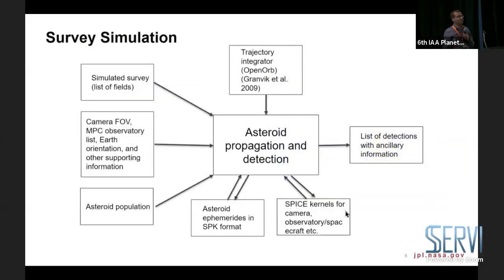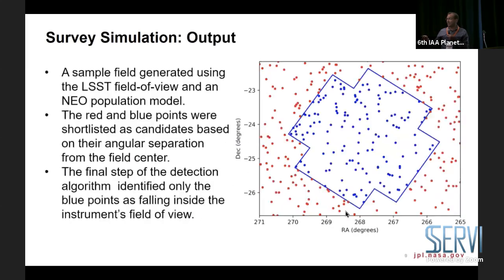So we passed the synthetic impactor population and the simulated LSST fields through the survey simulation tool that I talked about, which is available on GitHub, by the way, along with a lot of other auxiliary information, such as the camera field of view, the Earth orientation file, and other things, and got a list of detections of the asteroids. So we used this list of detections. This is what a sample output from the software looks like.